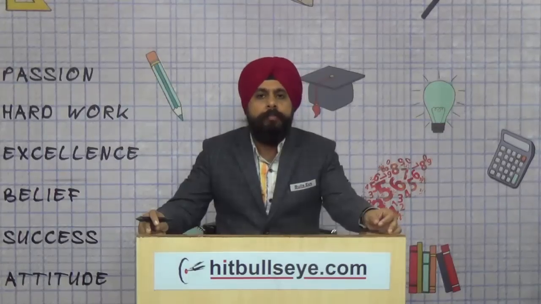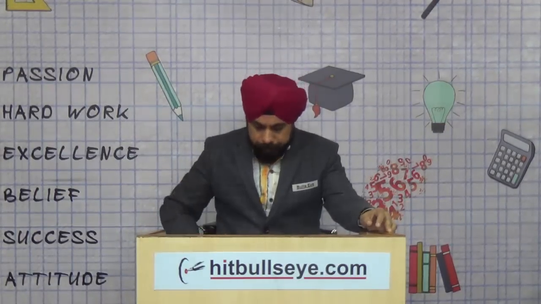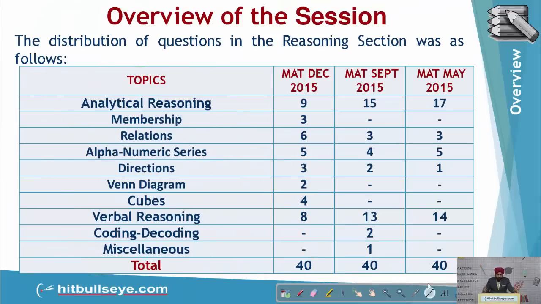Now before we solve a few of the questions of the previous years, let's have an overview of the previous math exams. In the last three math exams which have been conducted, you can go through the number of questions in the different areas and note that analytical reasoning has a regular appearance, with around 10 to 15 questions in almost every math exam. Besides that, blood relations, alpha-numeric series, and verbal reasoning questions have a major appearance in this exam. So needless to say, you need to focus more on these areas as compared to the other areas. Now let's go through a few questions of the previous years.